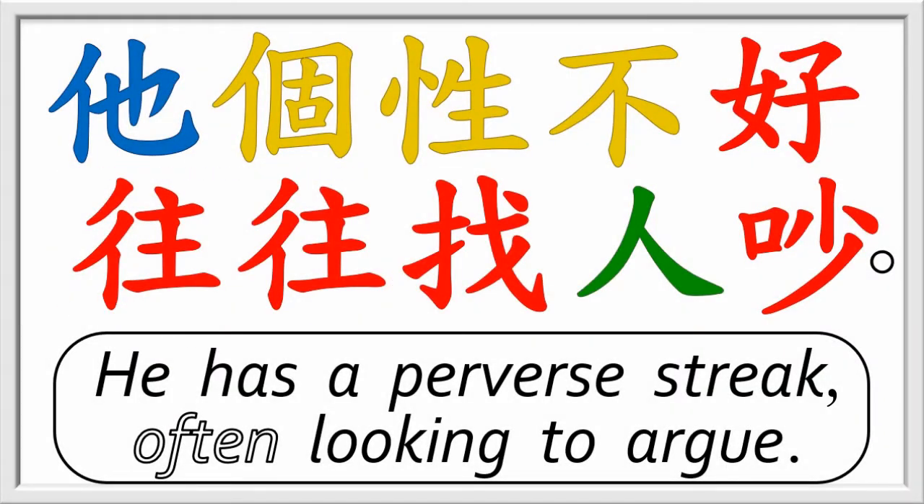Another sentence. 他个性不好，往往找人吵. He has a perverse streak, often looking to argue. In other words, we've had this unpleasant experience with him before. Here's a possible sense development for wang.